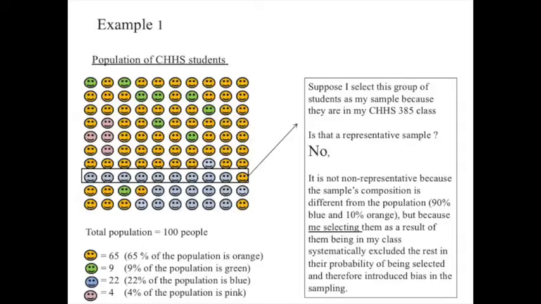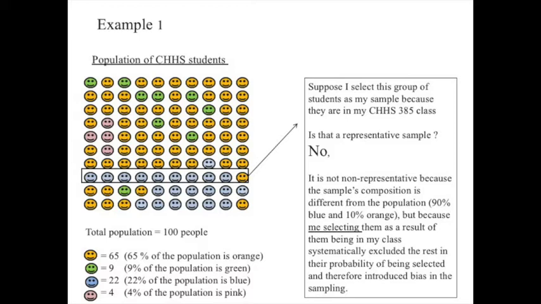Okay, so let's see some examples. Let's say we have here the population of CHHS students. You see all these beautiful faces, yellow, green, blue, and pink. So suppose I select this group, right? Suppose I select them because they are taking my class. Is that a representative sample of the CHHS major?